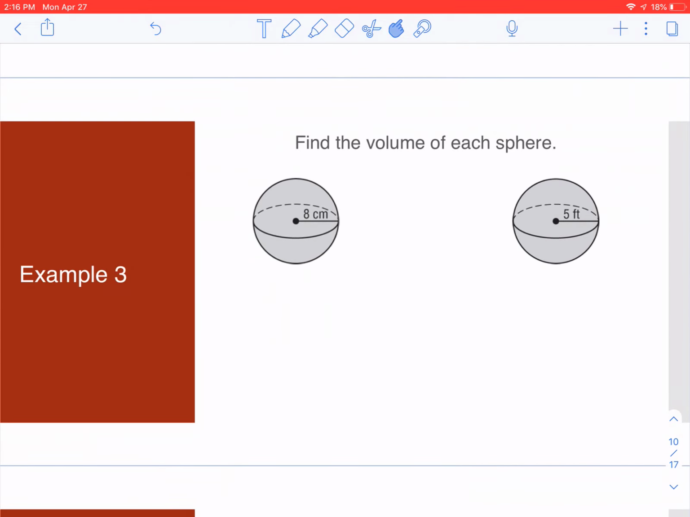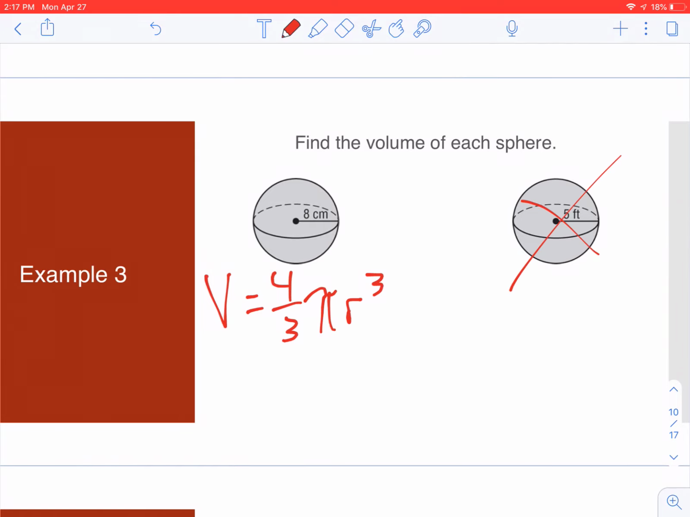Now we're going to go to volume. Okay. Volume equals 4/3 pi r cubed. And I'm going to solve just this first one. I'm not going to do the second one. The first one, we plug in 8.